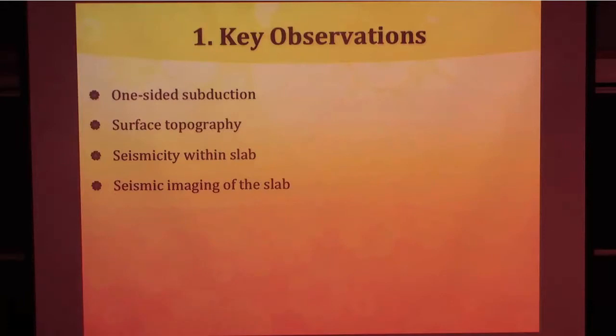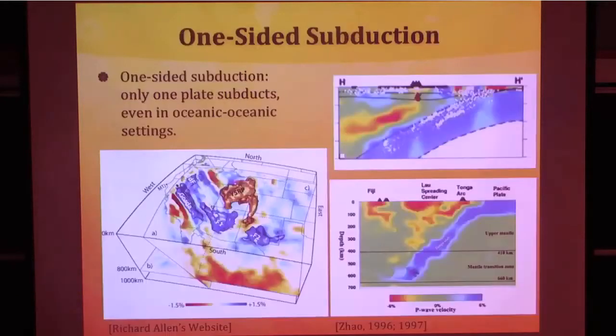So first, I have a repeated slide. That's funny. Okay. First, let's start out with what I think is a fundamental observation about subduction on our planet. Subduction on Earth is one-sided. Okay? Now this may seem obvious because this is what we see. This is what we're taught in our intro geology class.